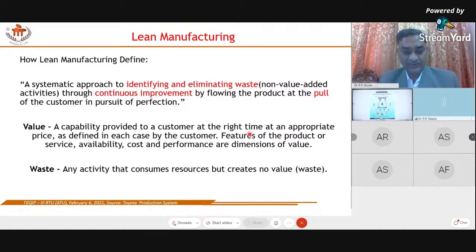And then the waste, an activity that consumes resources but creates no value, is the waste. So that's why the ultimate aim of this lean manufacturing is to reduce the waste. So if we are consuming our resources to create a product, and there's no value, then that is the waste.